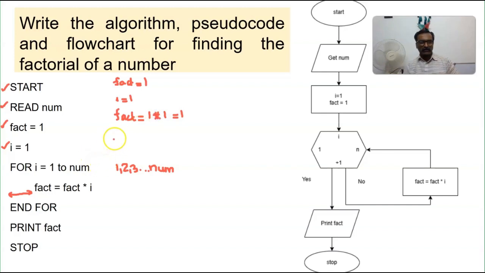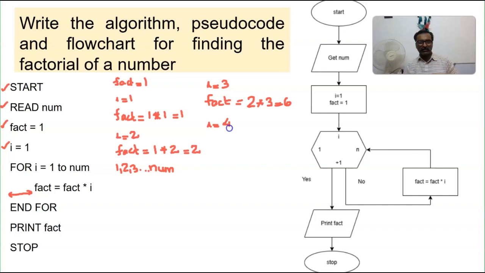Now it will take I equal to 2. It will find the next value of fact. Fact equal to old value of fact into the value of I, which is 2. Again I becomes equal to 3. Then again I is still not equal to num. So it will again do old value of fact into the value of I, which is equal to 6.